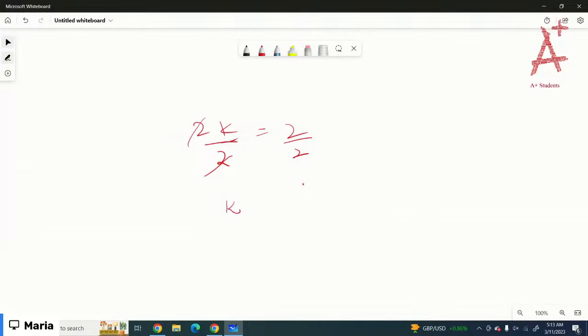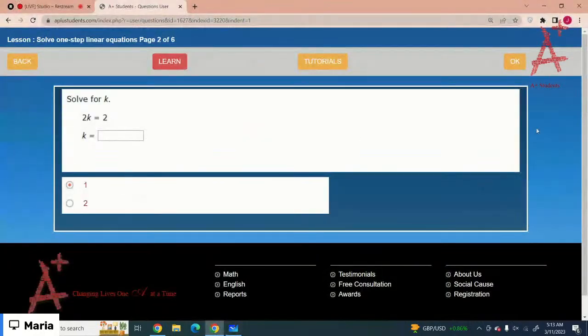So 2 times 1 is 2, you are left with k here, and 2 divided by 2 is 1, you are left with 1 here. That means k equals 1. Got it? So the correct option is k equals 1. So just select the correct option and click on the OK button.